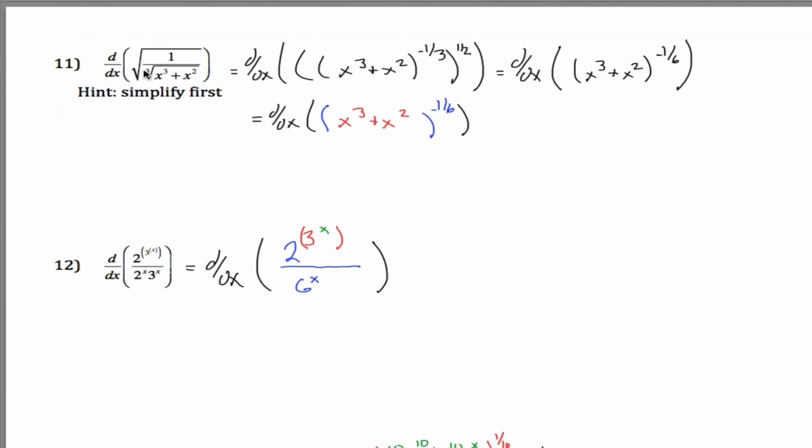Number 11. You're given this huge mess, but note that the square root of the whole thing is just raising it to the 1/2 power, and then 1 divided by the cubed root of something is something to the negative 1/3 power. And when you have something raised up to an exponent raised up to another exponent, you just multiply those two exponents. Negative 1/3 times 1/2 is negative 1/6.